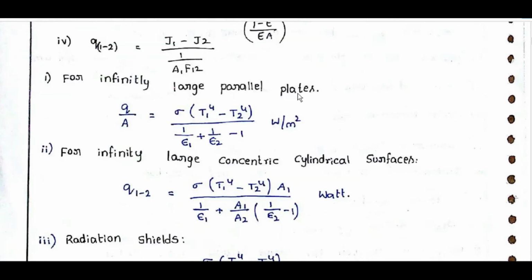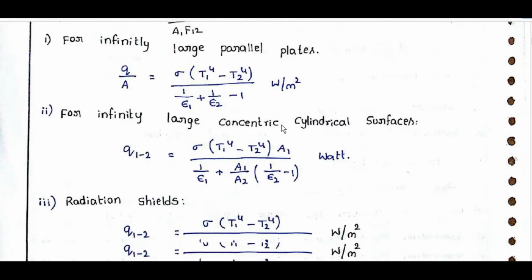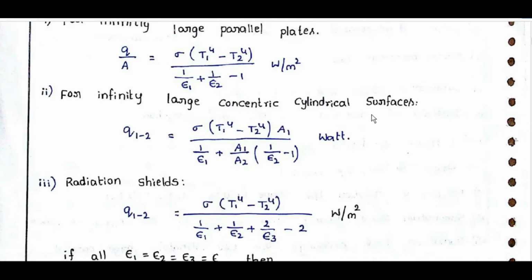For infinitely large parallel plates, Q by A is equal to sigma into (T1 power 4 minus T2 power 4) by (1 by epsilon 1 plus 1 by epsilon 2 minus 1) watt per meter square. For infinitely large concentric cylindrical surfaces, Q12 is equal to sigma into (T1 power 4 minus T2 power 4) into A1 by (1 by epsilon 1 plus A1 by A2 into (1 by epsilon 2 minus 1)) watt.